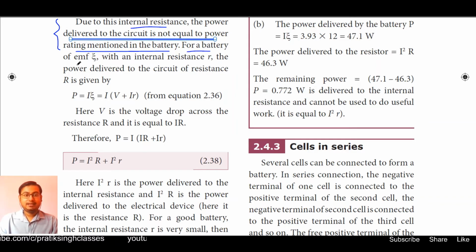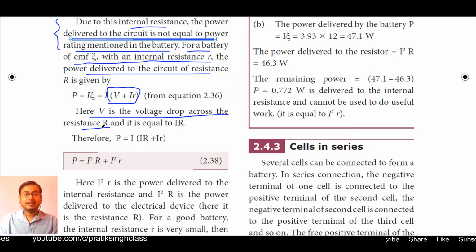For a battery with EMF ξ and internal resistance r, the power delivered to the circuit of resistance R is given by P is equal to I into EMF, that is equal to I into (V plus Ir), as we have seen from equation 2.36 previously. Here V is the voltage drop across the external resistance R, and is equal to current into resistance, V is equal to IR.